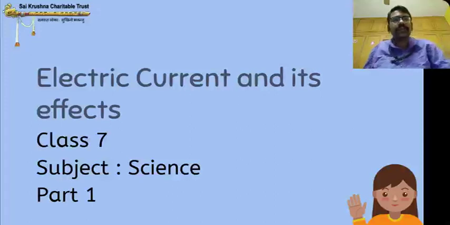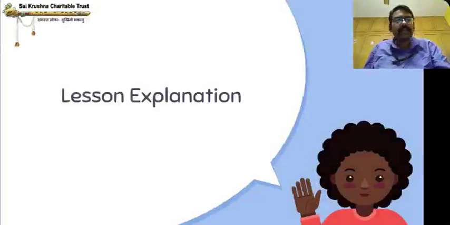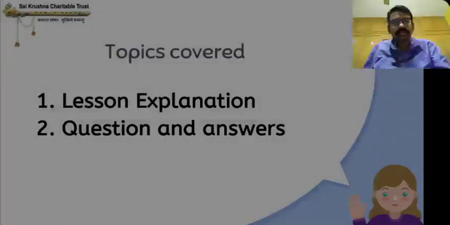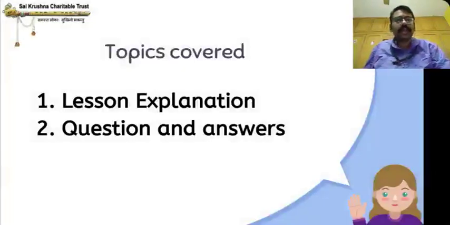Okay, children, which topic will you do today? Electric current and its effects. Okay, class 7 science part 1. We'll do lesson explanation. Topics covered here are lesson explanation and question and answers.